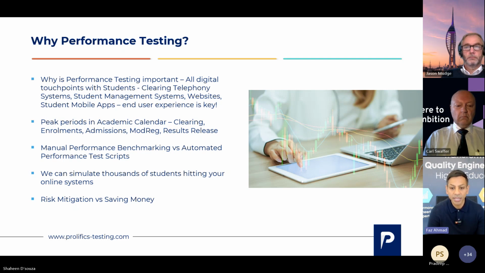Now, today we'll be hearing from two of our customers who've embraced performance testing to share their experiences and hopefully give you some ideas on what you can do in your institutions. Now, I'm going to hand over to Carl from the University of Kent. Carl, over to you.